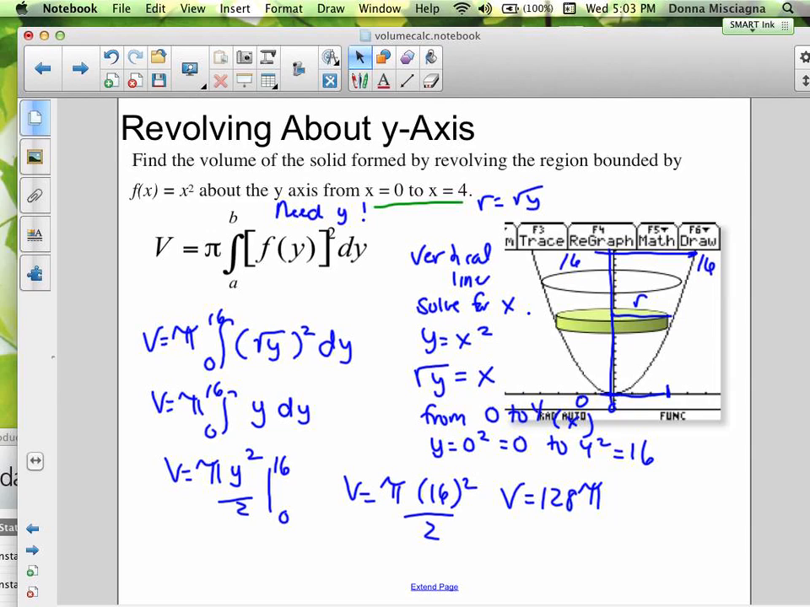I think a really straightforward problem. The only tricky thing is using y as your limits and rewriting this in terms of x. Other than that, I think this was a real straightforward problem.